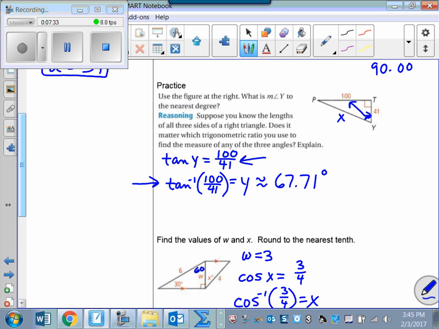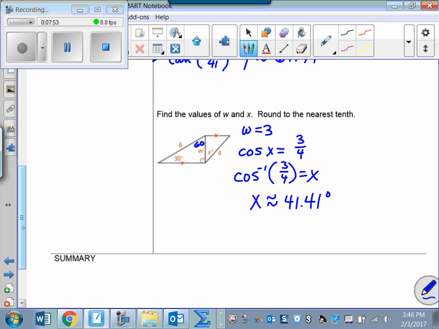If you don't believe it, and you want to prove it to yourself, then use the Pythagorean theorem to get the measure of this hypotenuse and try it with the other. Try it with sine and cosine and see if you come out and get the same measures of the angles. Go ahead and try it. Good exercise.